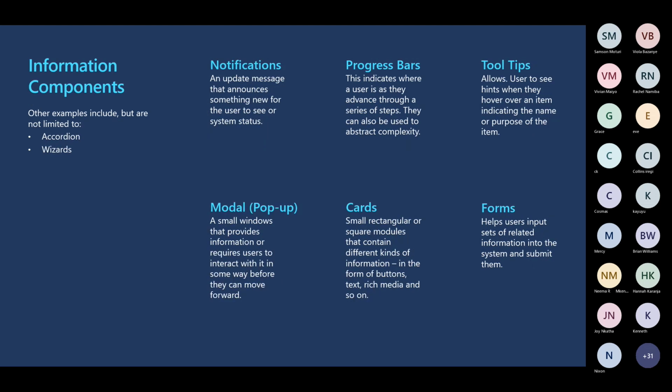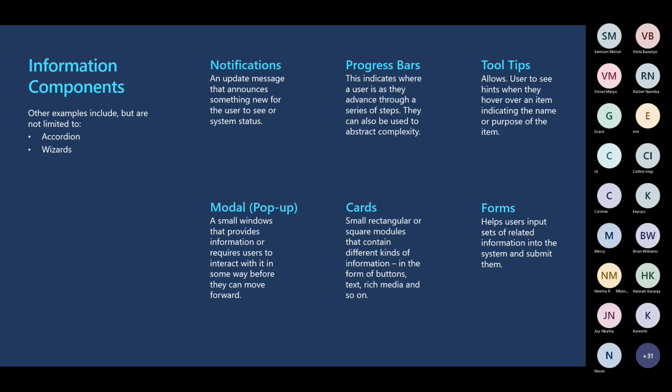And then we have information components. These are mostly containers that have information. So an example would be notifications. Those usually have alerts or messages that are important for a user to see. Maybe they indicate the system status or what's happening, or a confirmation that you've just completed a task, or maybe something has changed, like the status of the system has changed.